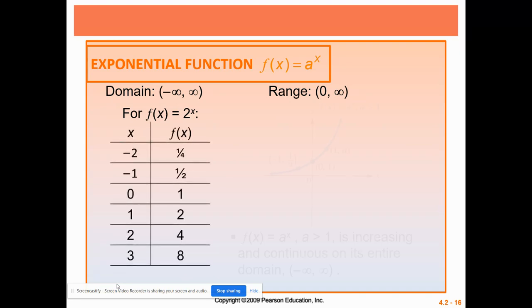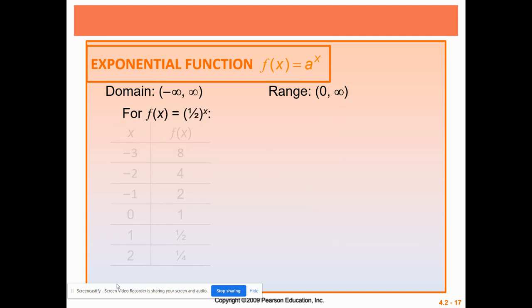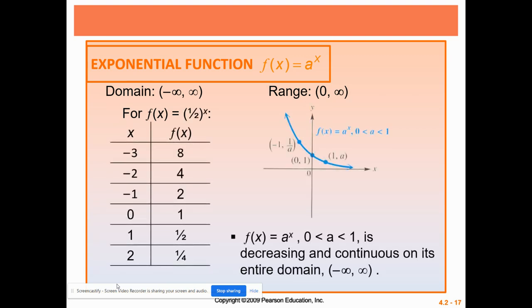If you're interested in the graph, here's a graph of an exponential function where our base is greater than 1. The table is a picture of 2 to the x power. The graph is just a generic a to the x power. Here's a picture of a graph where a is between 0 and 1, so it's a fraction. The table is for the particular graph of 1/2 to the x power. The graph is just generic a to the x, where a is a fraction between 0 and 1.